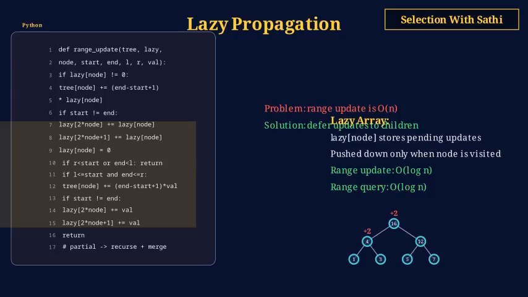Look at lines 2 through 7. Before any operation, push pending lazy values to children. Lines 10 through 14. If the node range is fully inside the update range, update the node value and mark children as lazy. The update is deferred until those children are actually needed. This is essential for competitive programming and frequently asked in GATE.